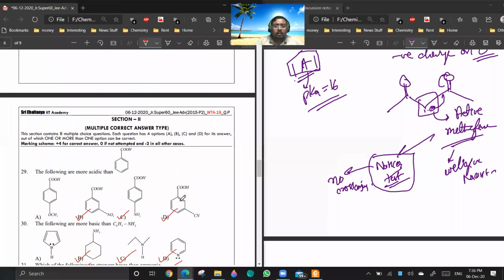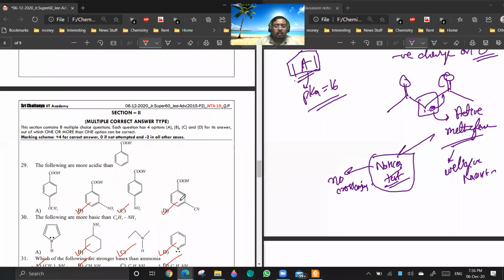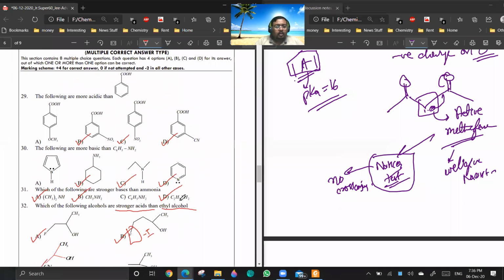Any other doubt? Sir, 30 option 1. It is asking which is more basic than. So this is aromatically delocalized. This is delocalized, but it's not aromatic delocalization. In fact, delocalization of this lone pair disturbs the aromaticity of the ring. But here it is seamlessly delocalized. Is it clear?